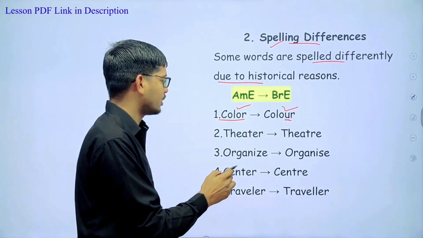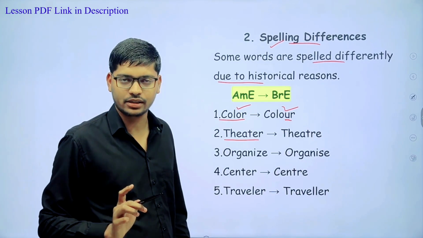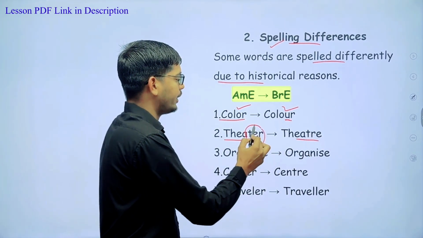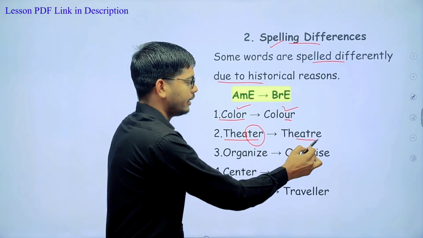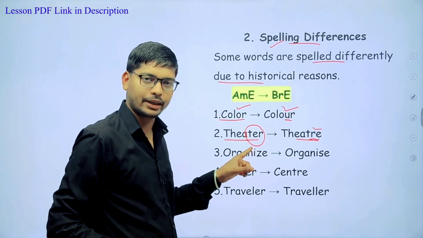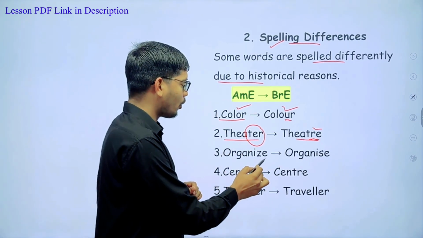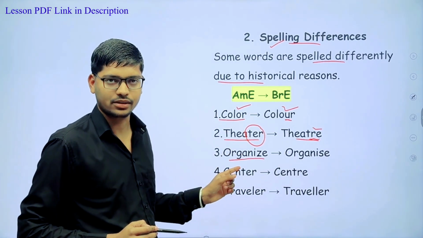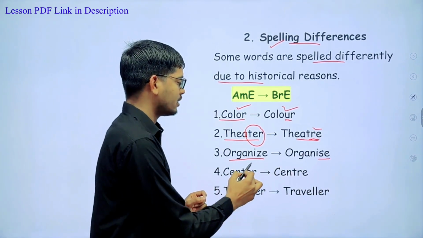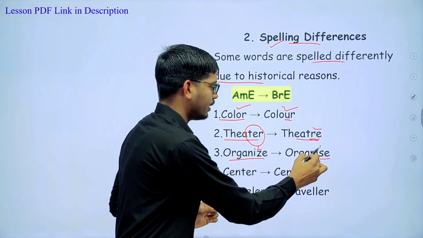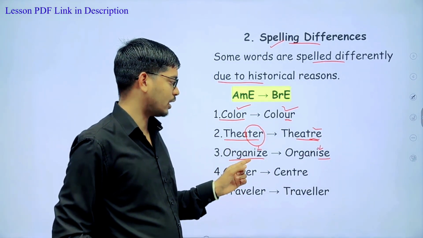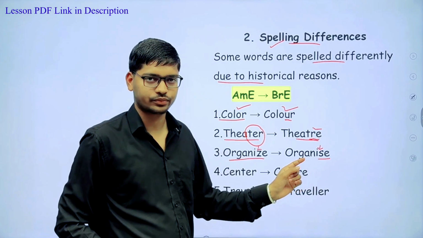Okay. Next, theater in American English, and theatre in British English. Here it is ER, but here it is RE. Next, organize, and in British English, organise. The difference here is Z and here S. This is the difference between American spelling and British English spelling.